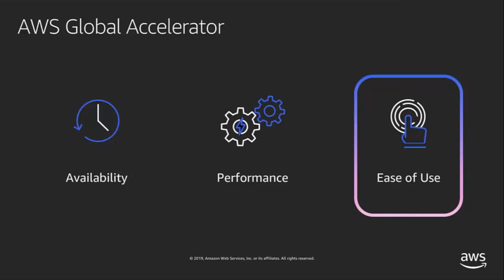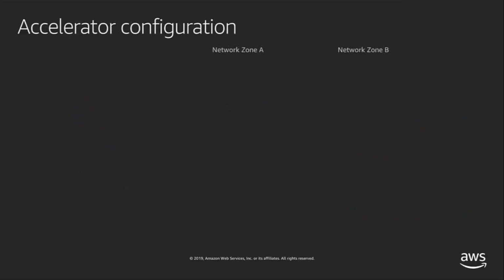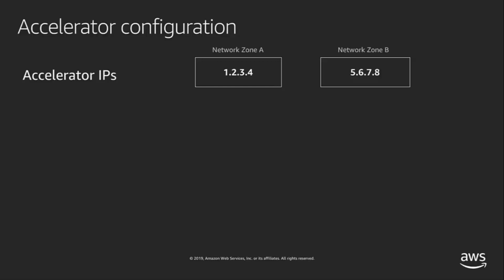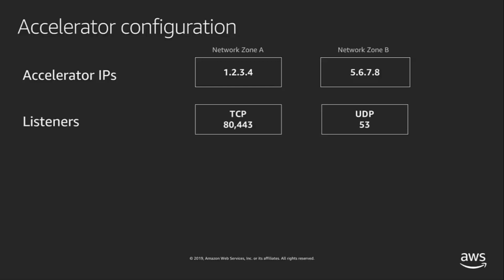The last benefit is ease of use. So as I mentioned, when you configure an accelerator, you create one, you get assigned two static IP addresses. Behind these, you can put multiple listeners. So in the console, you create an accelerator. Once you have created one, you can create multiple listeners. A listener can be a TCP or UDP listener, and you can define the port ranges that fit your use case. In this case, let's say you have 2 listeners, one on ports 80 and 443, and the other one a UDP one on port 53.